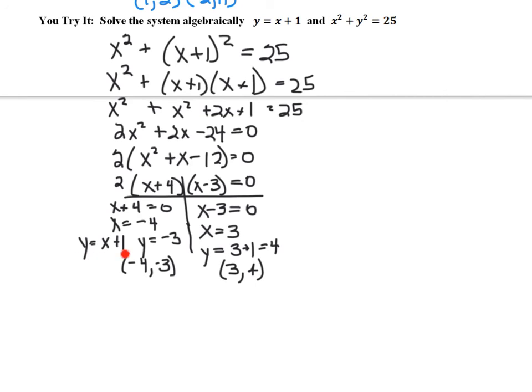I like to go back to the linear equation to find the y that goes with each one. So for the first one, I get the point of intersection negative 4, negative 3. And for the second one, I get the point of intersection 3, 4. Now you always know to check these by substituting back into either original equation, and in fact both original equations would work. So plugging either point back into the line or the circle should give me a true equation.